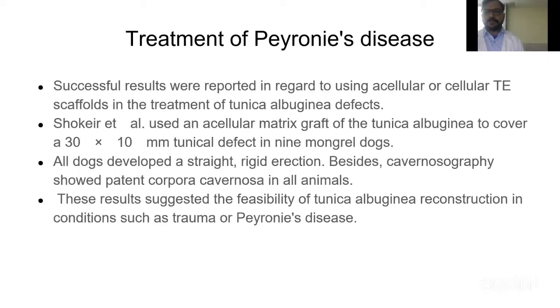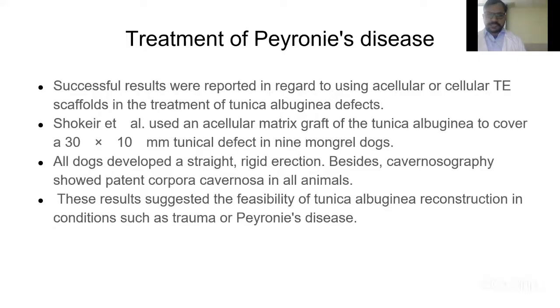Treatment of Peyronie disease: successful results were reported using cellular or acellular tissue engineering scaffolds in the treatment of tunica albuginea defect. Studies show that an acellular matrix graft of tunica albuginea could cover a 3 centimeter tunica defect in 9 dogs. All dogs developed a straight, rigid erection, and cavernosography showed patent corpora cavernosa in all animals.